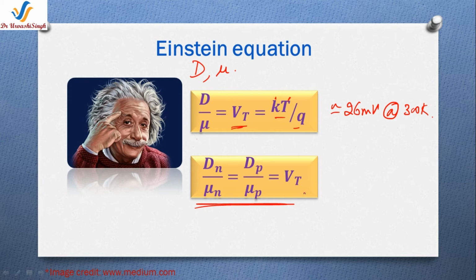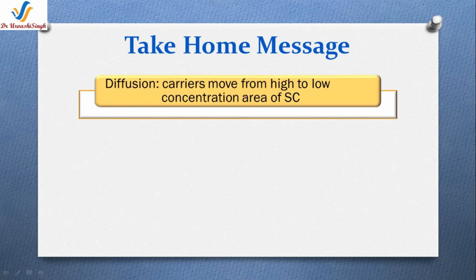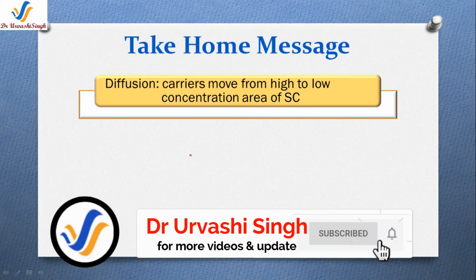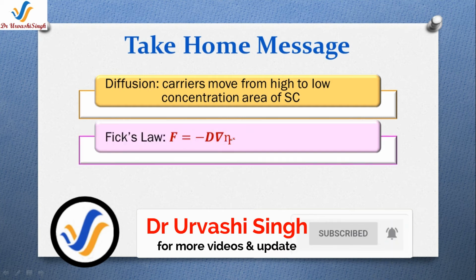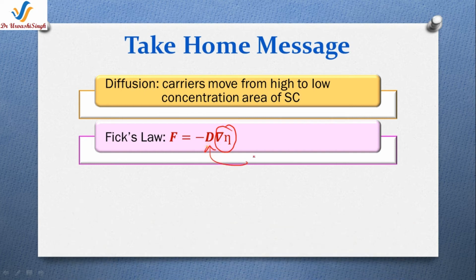Now let's see the important facts of the topic. The first point is diffusion is the movement of the carriers from high to low concentration area of the semiconductor, and this movement of the carriers causes current, which is called diffusion current. And note the point that there is no external energy source like electric field we have seen in the drift current. And now according to Fick's first law, this flux is proportional to the concentration gradient, and this proportionality constant is the diffusion constant, or you can say diffusivity.